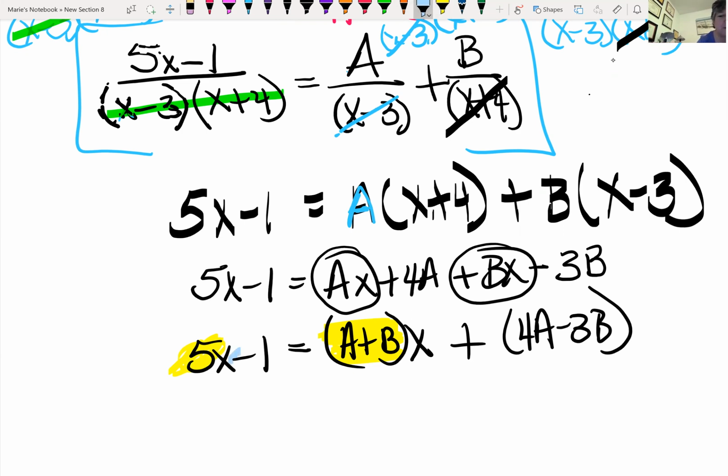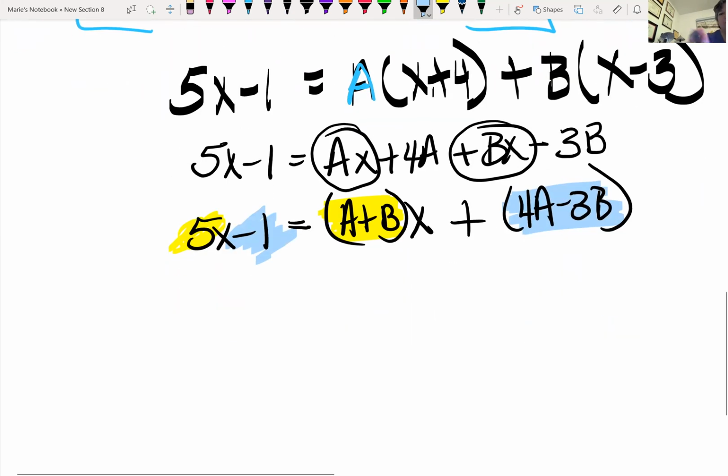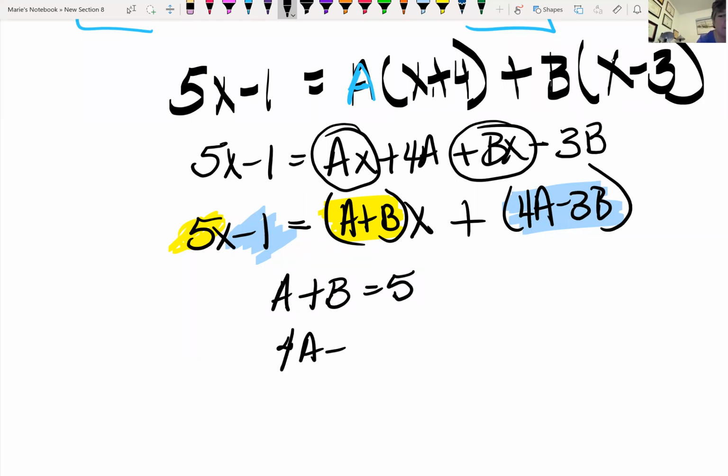This -1 is the actual value of 4a minus 3b. That's what you know so far. So if a plus b is equal to 5, and you know now that 4a minus 3b has to equal -1, solve for this in terms of one over the other.